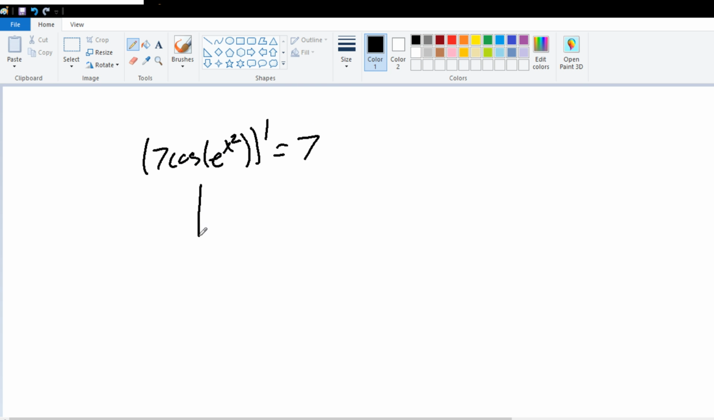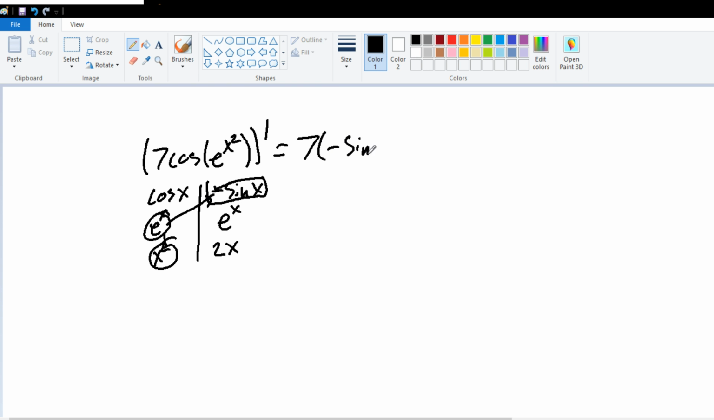Okay, so let's make our chart actually. So the outside function is cosine x, its derivative is negative sine x. The next function in is going to be e to the x, its derivative is e to the x, and the last function is x squared, its derivative is 2x. So we take this function and we plug this one into this one into that one. So we get negative sine of e to the x squared. Okay, and then we're done with this.